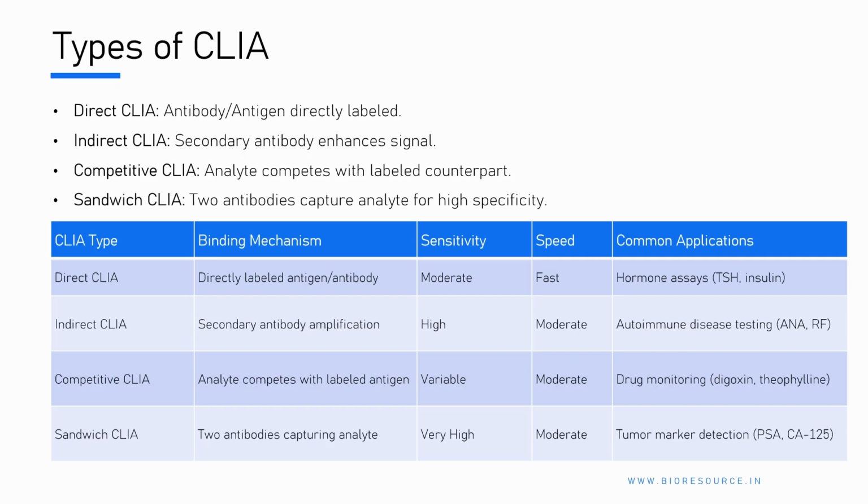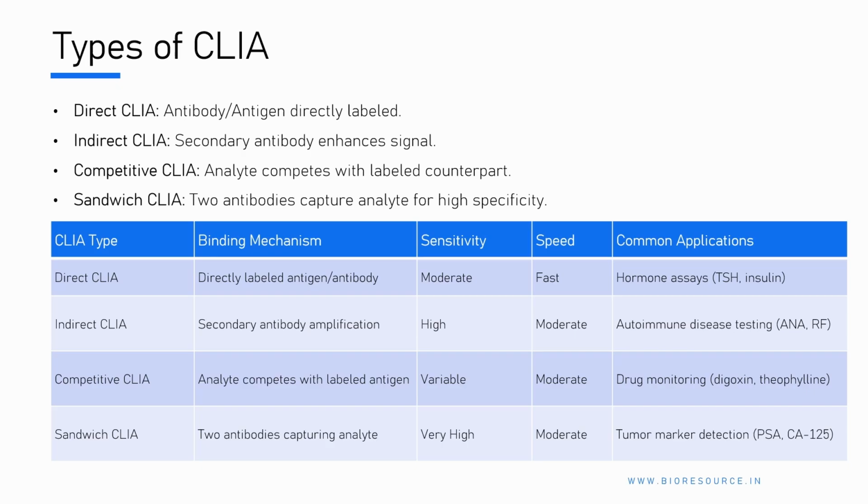In direct CLIA, the chemiluminescent label is directly attached to the antigen or antibody. The light signal generated is directly proportional to the analyte concentration. The advantage is a simpler assay design, meaning fewer steps are involved, and faster reaction time due to direct detection. The main drawback is lower signal intensity compared to the indirect methods, and limited signal amplification, which can reduce the sensitivity for low abundance analytes. One example is the use of this assay in hormone assays like TSH and insulin, where high specificity is required.